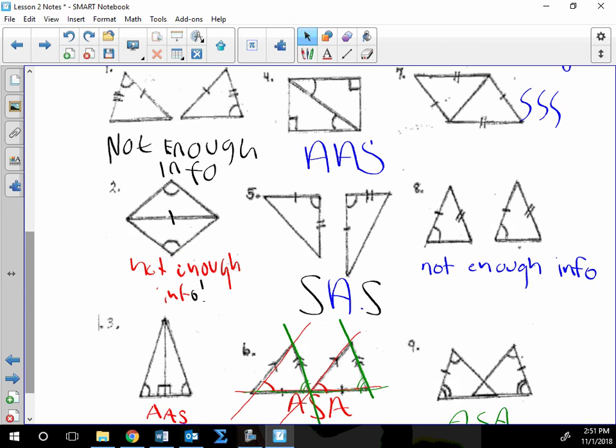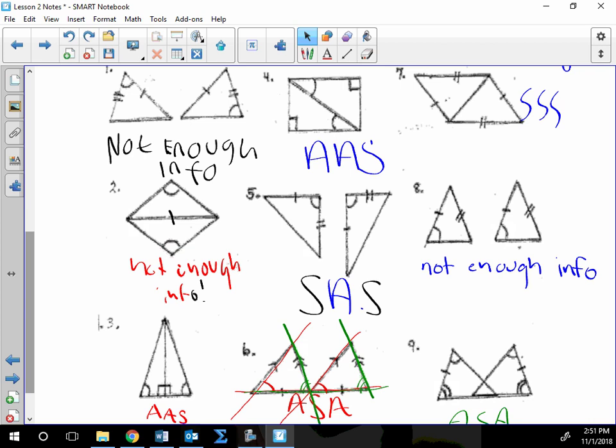Are there others that we need clarification on? Yes or no? How does corresponding angles in number 6 give us that? So we have 2 sets of angles there. Does that make sense how we got the angles? And then they gave us the side in between. Oh. So angle side angle. They gave us that side. Yes.